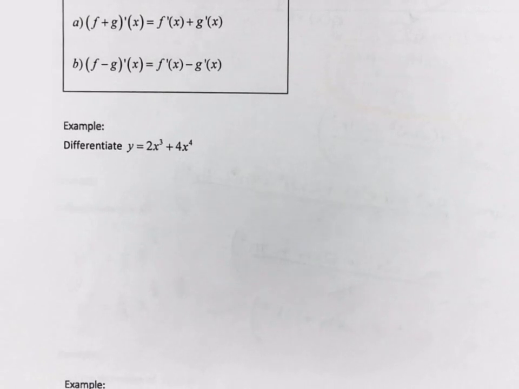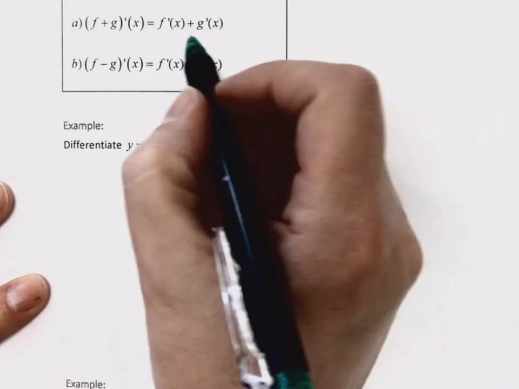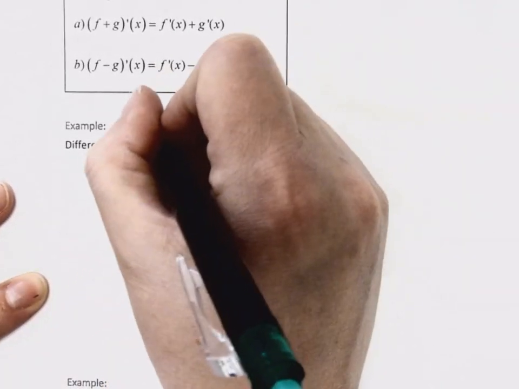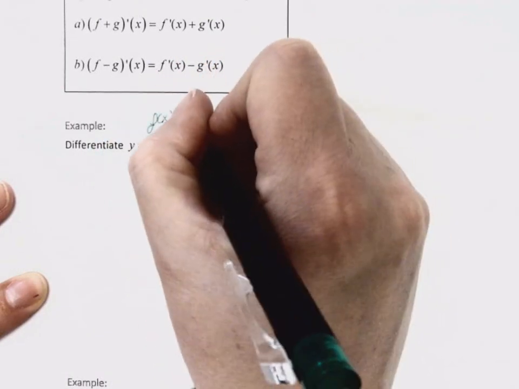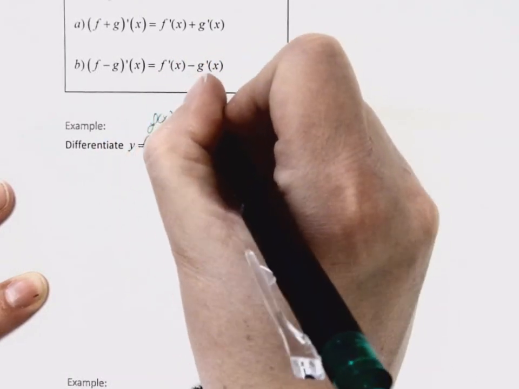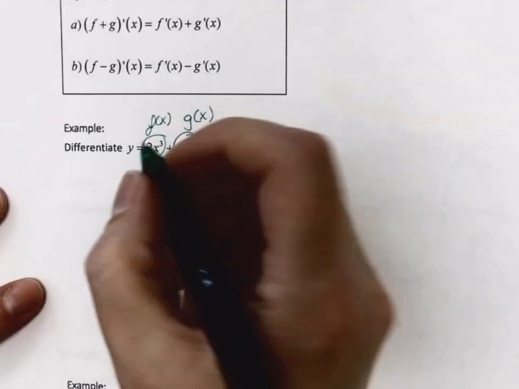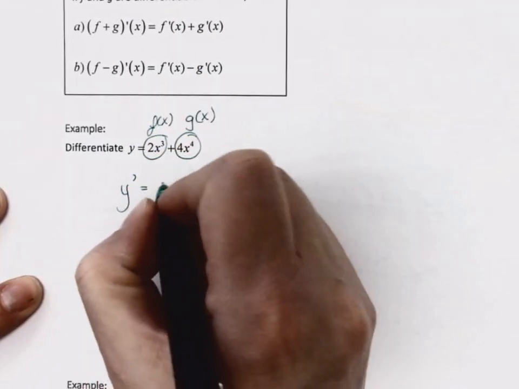Okay, so this is the sum and difference rule. There's really nothing crazy about it. You're just deriving both functions and then adding them together, or deriving both functions and subtracting them. It's pretty straightforward. So if I were to do this one, I've got to find the derivative of this. This would be the derivative of f of x, and then this one would be considered g of x. So essentially, you're treating them like two separate equations, and then taking the derivatives of them.